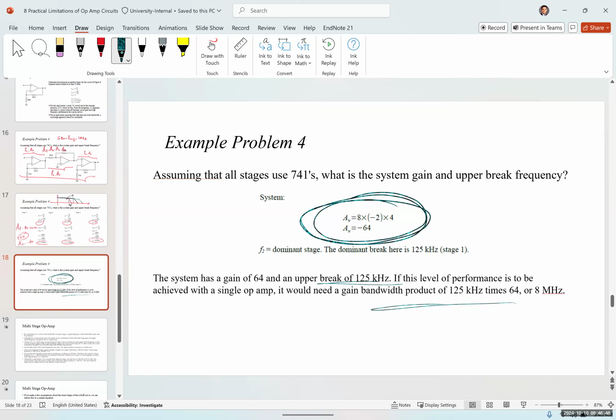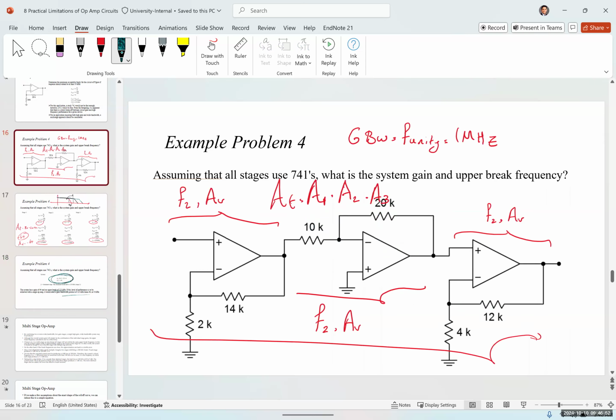Yes, that's a very good question. This one, because we don't have any coupling capacitor, the lower cutoff frequency would be 0. So the frequency response starts from 0 hertz, because we don't have any coupling capacitor.